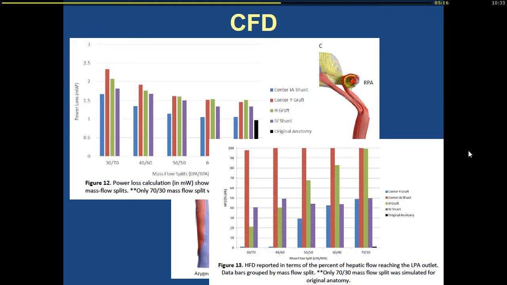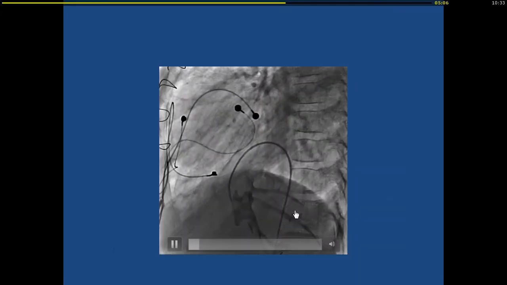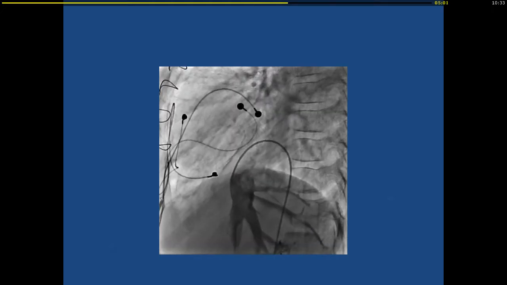So in this patient, they recommended that the best option is to do an H graft, and you can see after we did it here, a 16 millimeter conduit between the hepatic veins and the azygous vein, and this is the angiogram, and the patient actually went home with a saturation of 93%.